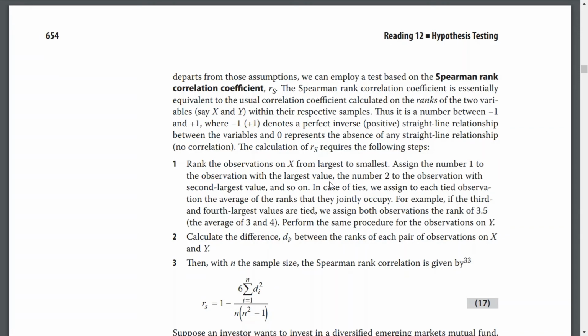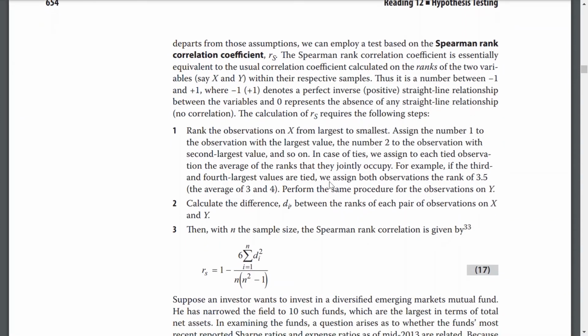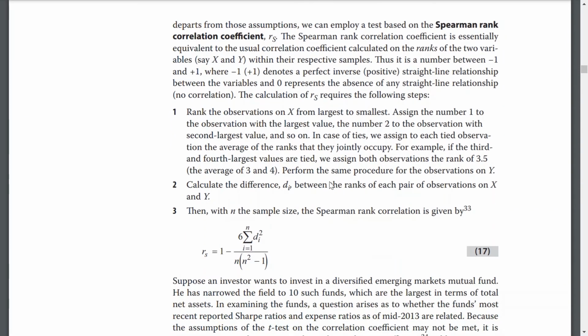Rank the observations of y from largest to smallest. Assign the number 1 to the observation with the largest value, the number 2 to the observation with the second largest value, and so on. In case of a tie, we assign each tied observation the average of the ranks jointly occupied. For example, if the third and fourth largest values are tied, we assign both observations a rank of 3.5.